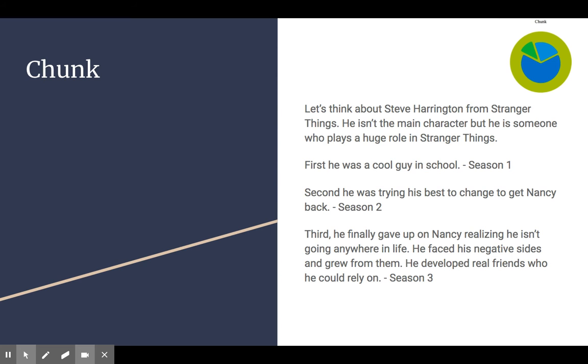He's faced with so many negative sides that he is going to grow from. And then he develops real friends who he can rely on because he was able to realize how bad of a person he was to begin with. He then realizes that these people are good for him and they help him develop who he is as a person. So, as we see through this three-book series, right, Steve begins to grow. And eventually in season three, he becomes like a big babysitter to all the kids that he's with. Definitely not someone that we would have thought of in season one, who was the cool guy. Let's go on to the next part.